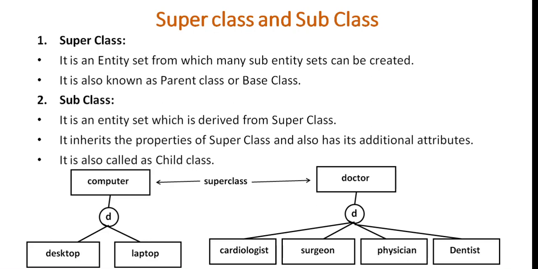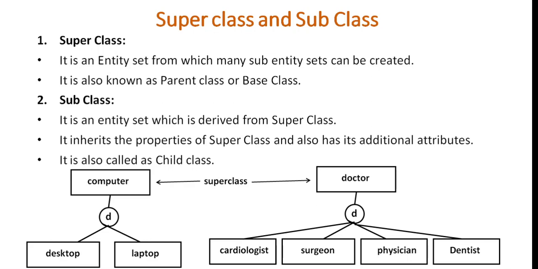Now we can divide this computer superclass into two classes, desktop computer and laptop computer. So desktop and laptop are the subclasses of the superclass computer, meaning they are types of the entity computer. The desktop and laptop types of entities share some common attributes from the computer superclass, meaning both have size, color, brand, and price.